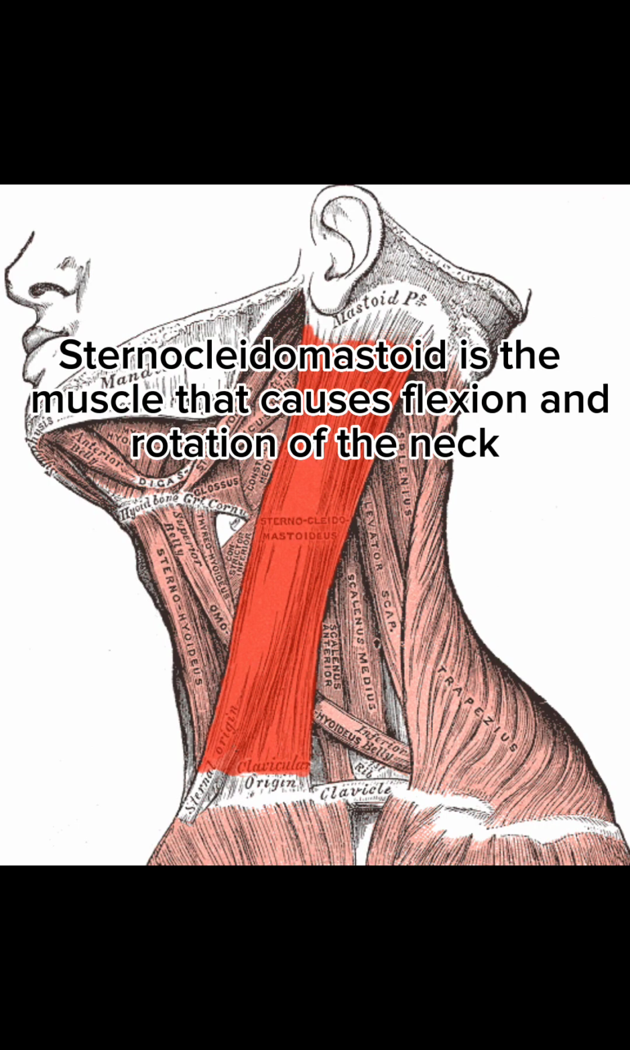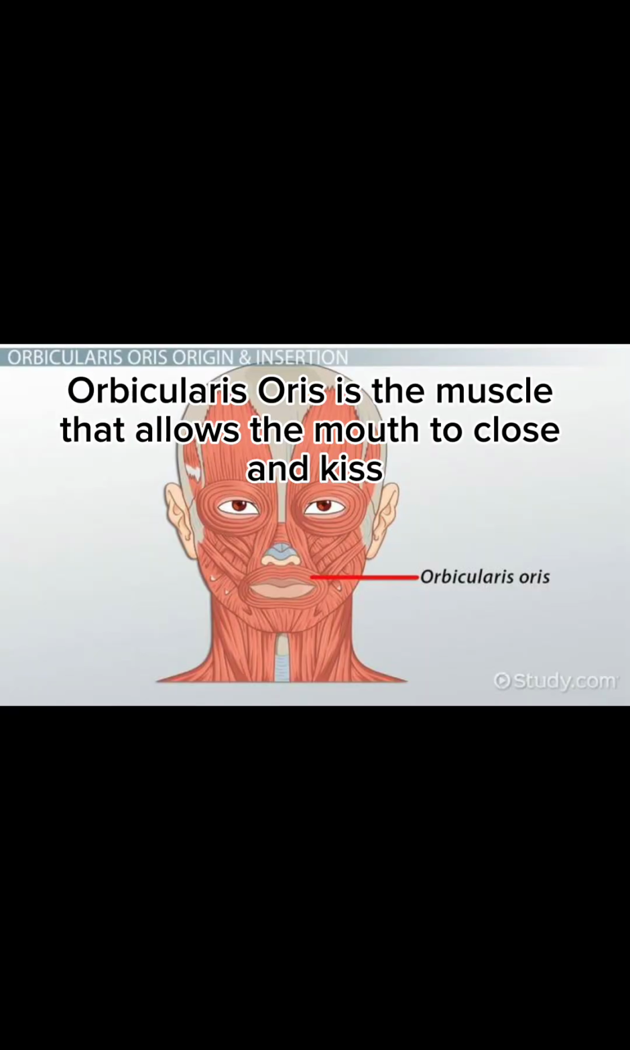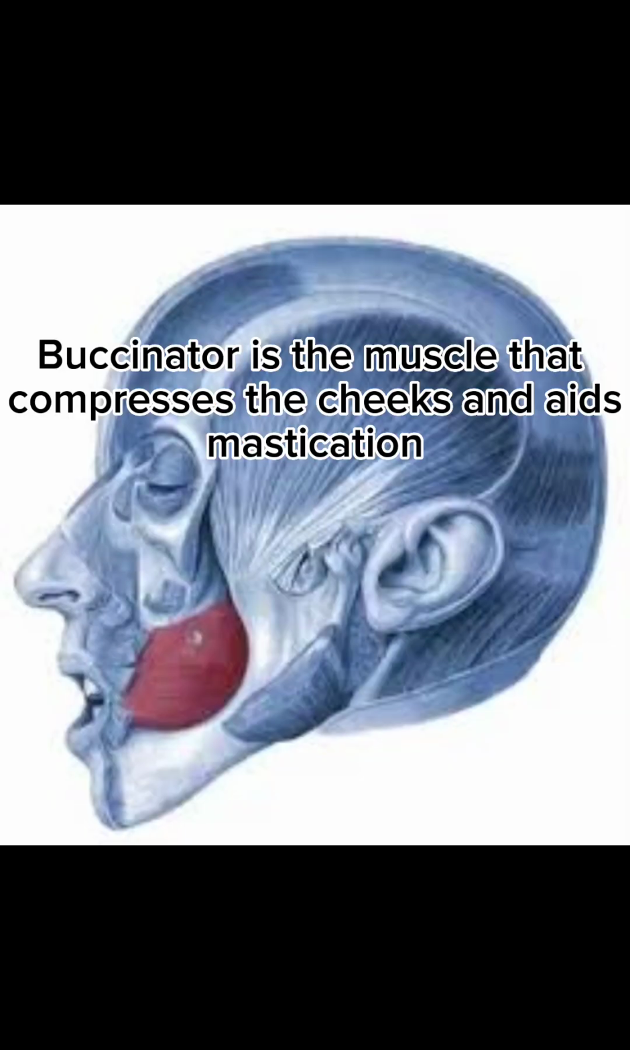Sternocleidomastoid is the muscle that causes flexion and rotation of the neck. Orbicularis oris is the muscle that allows the mouth to close and kiss. Buccinator is the muscle that compresses the cheeks and aids mastication.